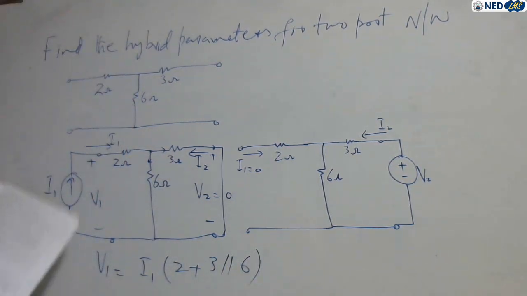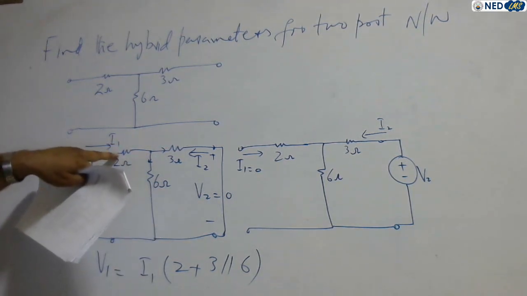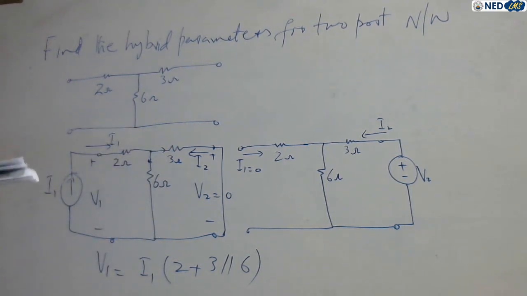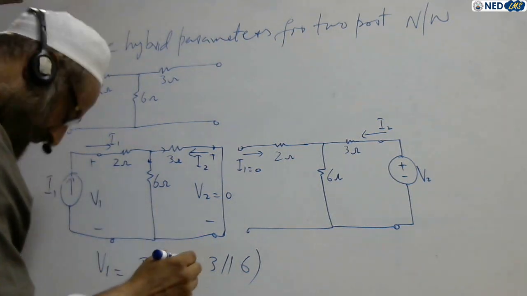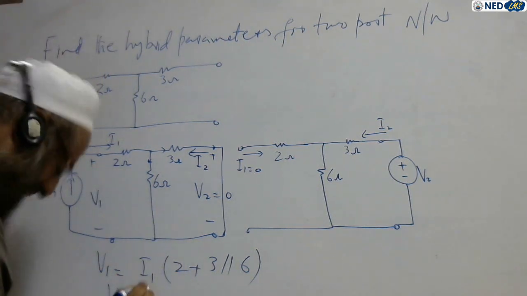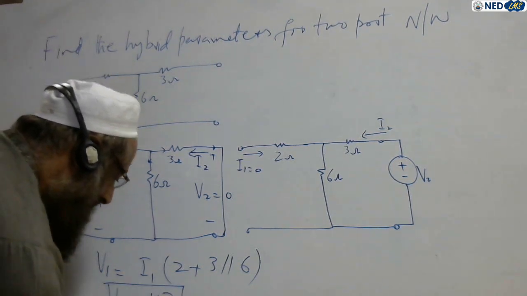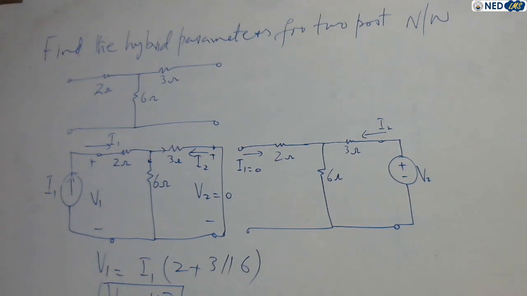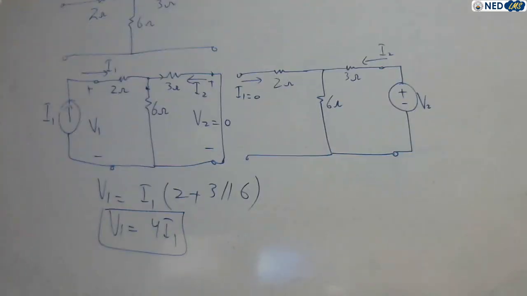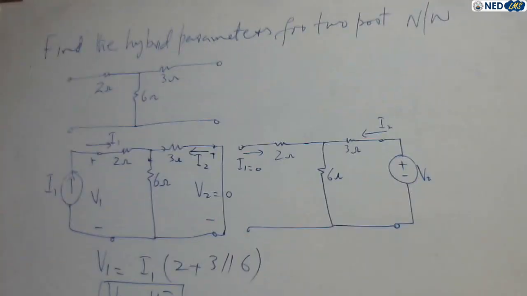Right? Voltage is equal to current times resistance. So total resistance is 2, that is series resistance, and these two in parallel. So when you combine all these, you will get V1 equals 4 times I1. Just save this value. V1 equals 4 times I1.